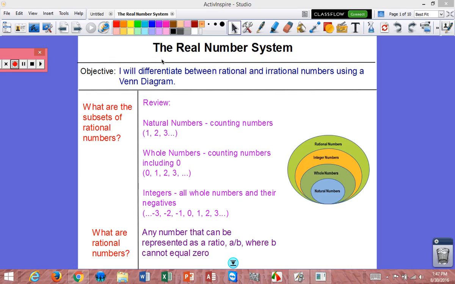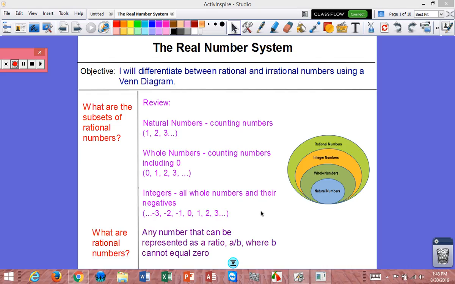Alright, so let's review rational numbers. So we know that our smallest group of numbers that we discussed, those are the natural numbers. And those are your counting numbers like 1, 2, 3, and so on. Then we have the whole numbers, and the only new thing with the whole numbers is that it starts with 0 instead. So we have 0, 1, 2, 3, and so on. Now our third largest group is the integers, and that is all the whole numbers and their negatives, including 0. So we have positive 1, 2, 3, negative 1, 2, 3, and of course 0 in the middle.